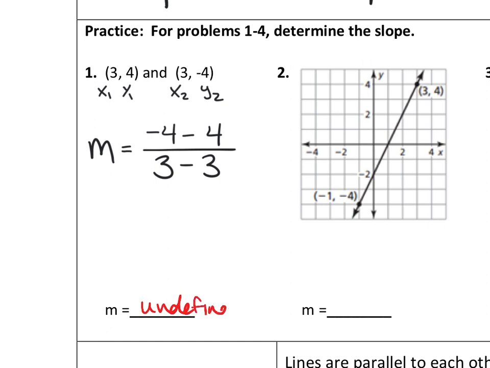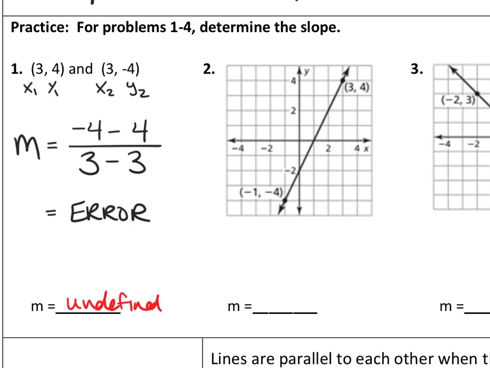What I wanted you to learn from this is, number one, if you type this in the calculator and the calculator tells you an error, number one, make sure you typed it in right. But number two, that's probably an undefined slope. So that's okay. That's actually a good answer. It's just the answer undefined. Let's do the second one together.